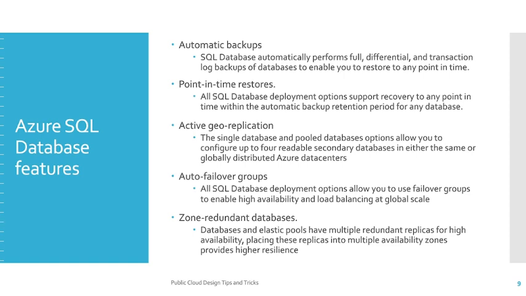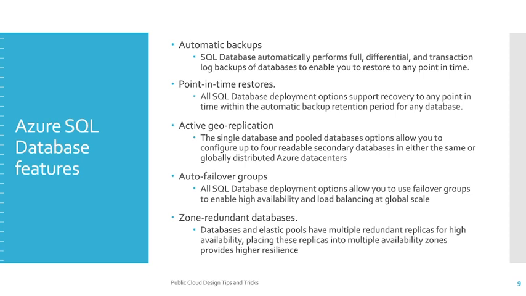Auto failover group, this is one of the finest features I would say, where the SQL database deployment options allow you to use failover groups to enable high availability and load balancing at global scale. You do not have to do the failover, rather the SQL database will do the failover for you if you put it into the auto failover group. That means the primary secondary rerouting will be done automatically by the SQL server.